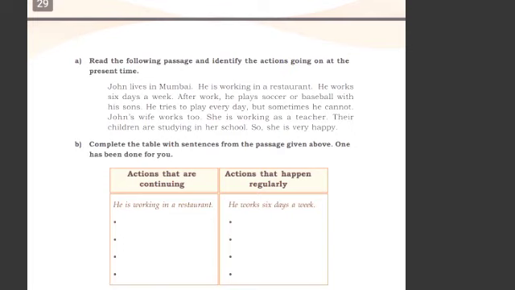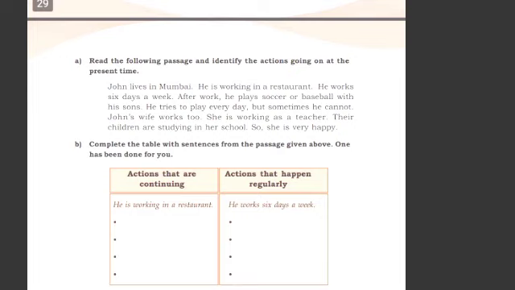Here, actions that happen regularly are: he works 6 days a week. He plays soccer or baseball with his sons. And he tries to play every day. All these are actions that happen regularly. So, actions that are continuing are in the present continuous tense. Actions that happen regularly, our habitual action or our daily activities and universal truth, all these are in simple present tense. And our past habit, we express in simple past tense.